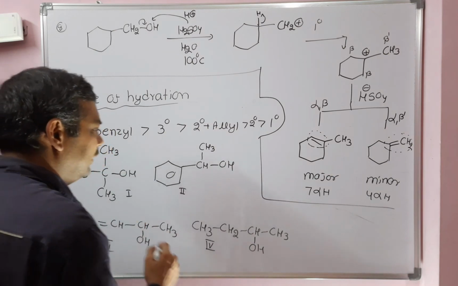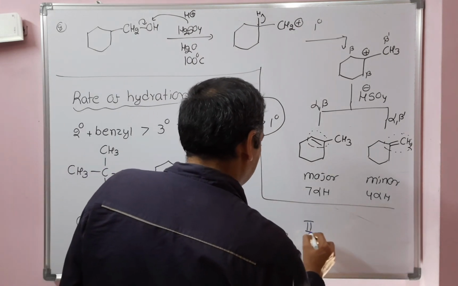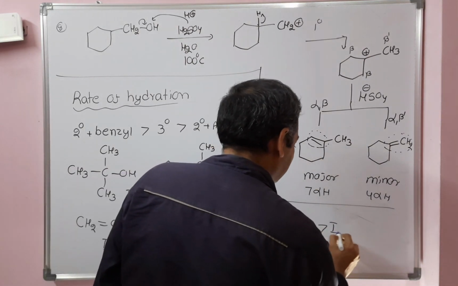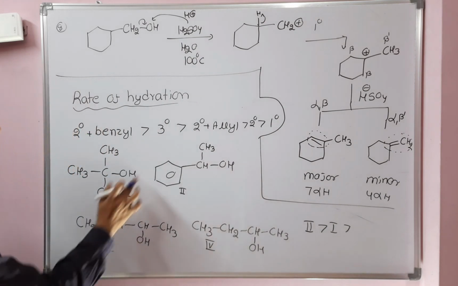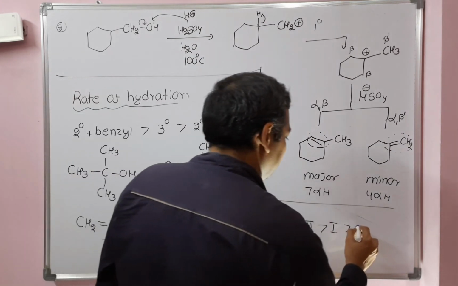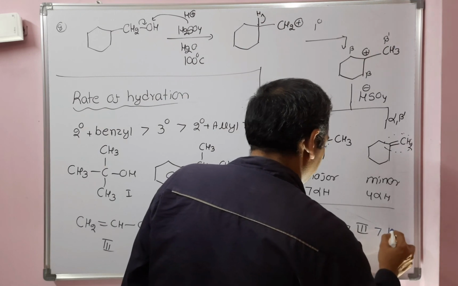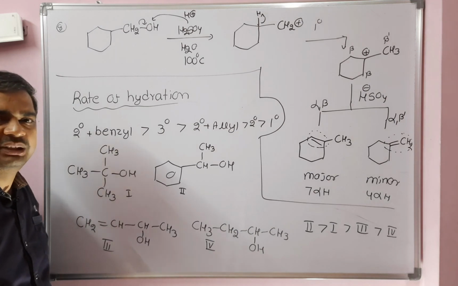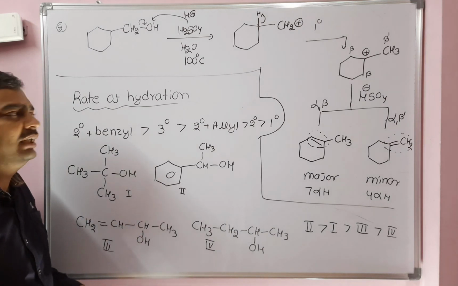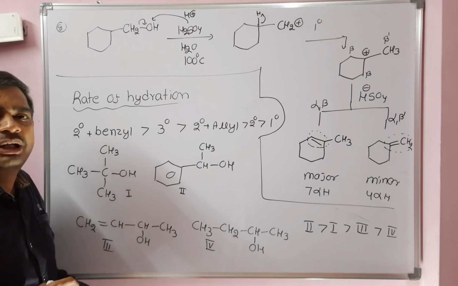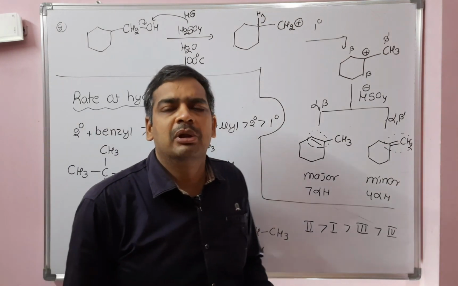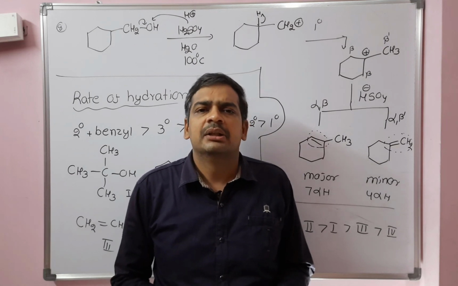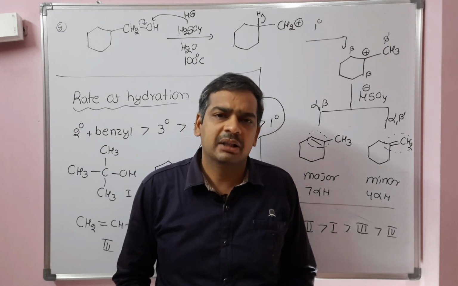So coming to the answer: first the second compound will readily undergo the E1 reaction, then tertiary, and then allyl. Secondary with allyl is the third one, and the least is the fourth one. Why? Because it is only a secondary alcohol, with no allyl or benzyl group. This is the order of rate of dehydration in the case of E1 reactions. So this is about unimolecular elimination reactions in alcohols. This is today's class. Follow the class, read well, all the very best. Thank you.